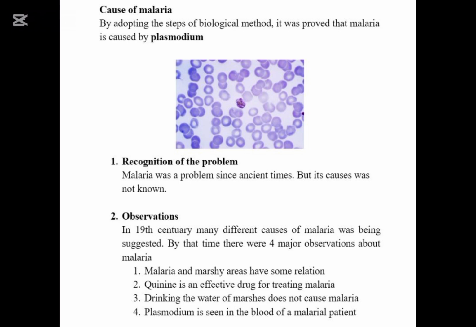Our next step is observations. In the 19th century, scientists made several important observations. First, malaria was common in marshy areas. Second, a drug called quinine helped treat malaria. Third, drinking marsh water did not cause malaria. Fourth, a microorganism called plasmodium was found in the blood of malaria patients. These observations helped scientists move closer to the real cause.